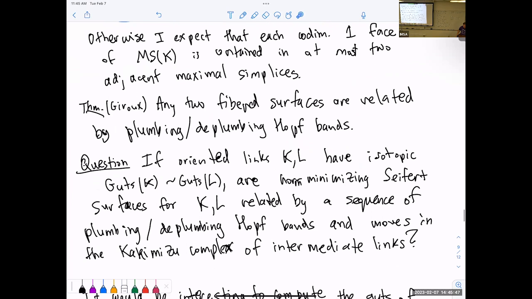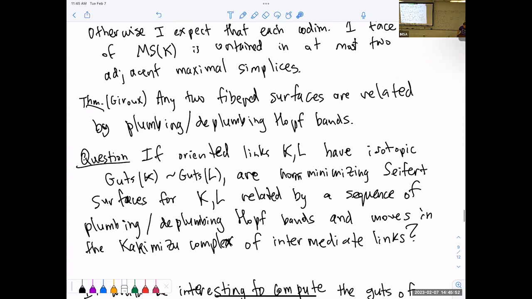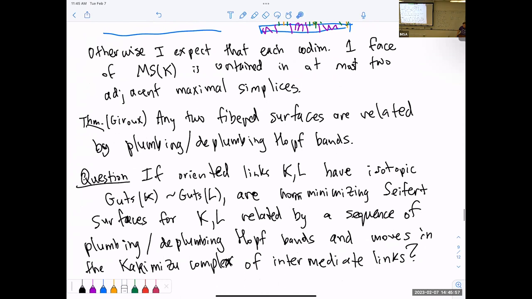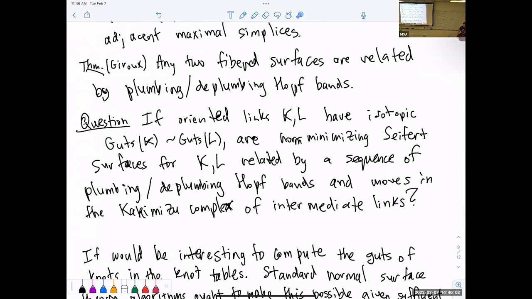Yeah, so sorry, Yue, I didn't get to the theorems. A theorem of Giroux says any two fibered surfaces are related by plumbing and deplumbing Hopf bands. So a question I thought of was, if you have two knots that have the same guts, are they related by plumbing and deplumbing of Hopf bands together with moves in the Kakimuzu complexes of the intermediate links? I have no idea if that's a good question or not, but maybe.